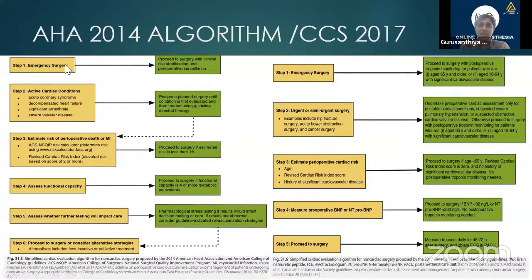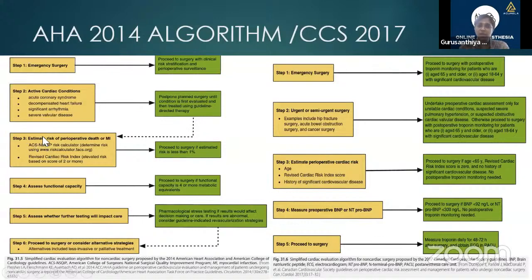In the emergency surgery, as I said first in case scenario 1, you proceed to the surgery with risk stratification. In case scenario 2, we have seen an example of significant arrhythmia, and we postponed the planned surgery. See, any acute coronary syndrome, any decompensated heart failure, any significant arrhythmia, and severe valvular heart disease: if you are able to postpone the elective case, first postpone, evaluate, and do guideline-directed therapy, and then post for the non-cardiac surgery.